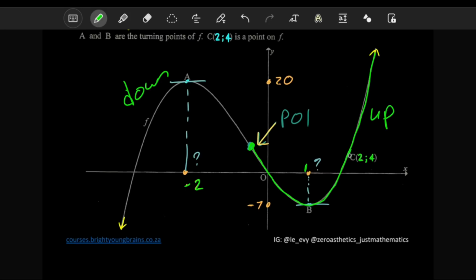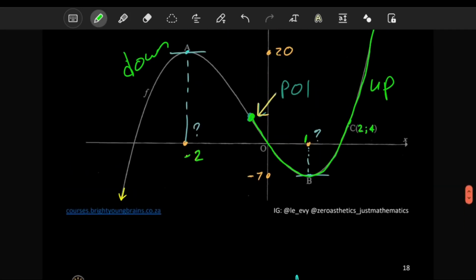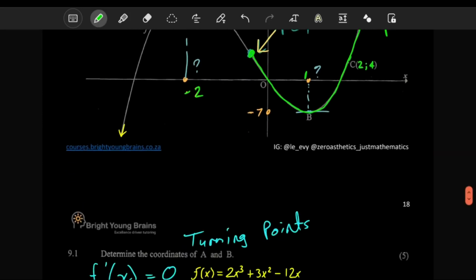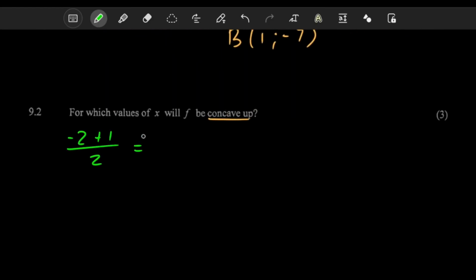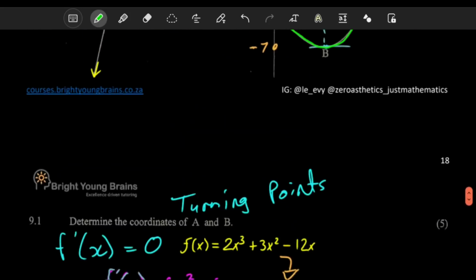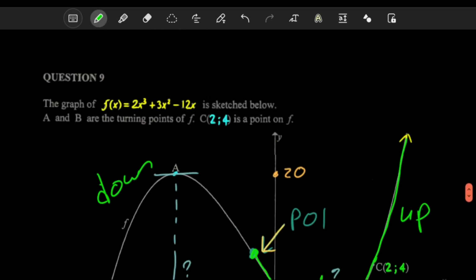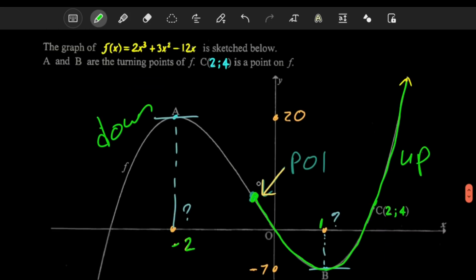To get this green side, we need to find this x value, so we can say our graph is concaved up starting from this x value going to positive infinity. This x value is just the midpoint of negative 2 and 1. So negative 2 plus 1 divided by 2 is negative 1/2. This is option 1 to get the x value of the point of inflection. If you needed the y value as well, you would throw that x value into the original equation. But we just want the x value.